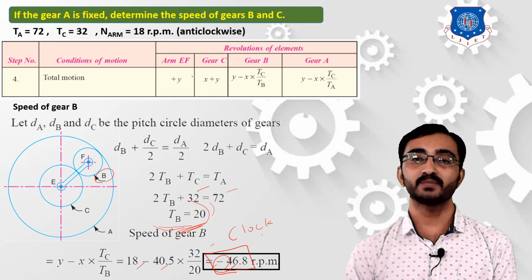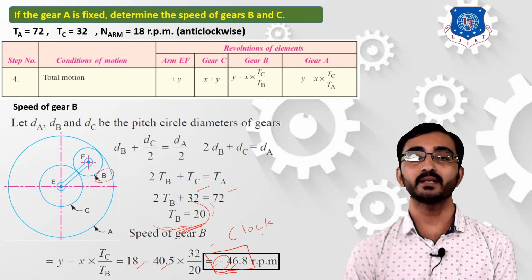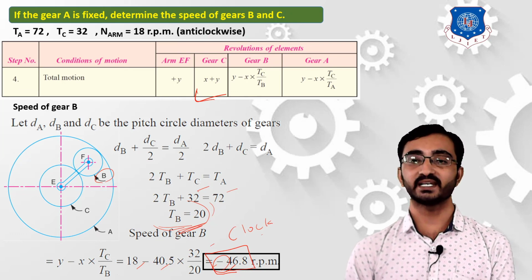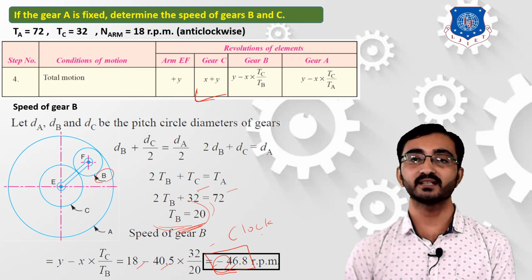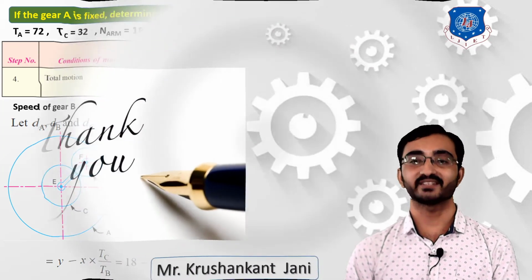So in this way, by simply following simple steps and properly remembering the conditions of this table, you can solve the example of an epicyclic gear train. A few more numericals we will solve in our next session.